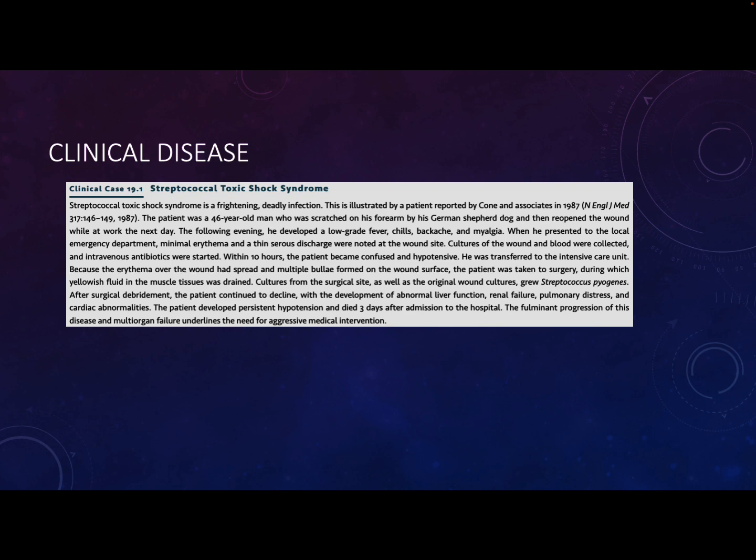Within 10 hours, he became confused and had low blood pressure. He was transferred to the ICU. The redness over the wound had spread, and he got all of those like fluid-filled blisters around it. Taken to surgery, during which yellow fluid in the muscle tissue was drained. Cultures from the surgical site, the original wound cultures grew strep pyogenes, group A strep.